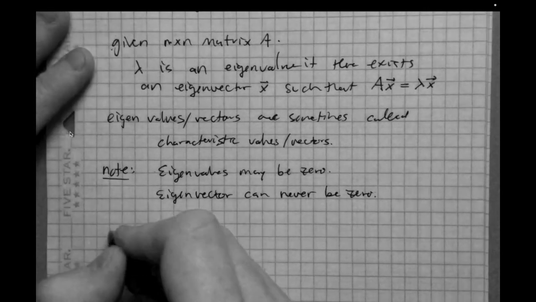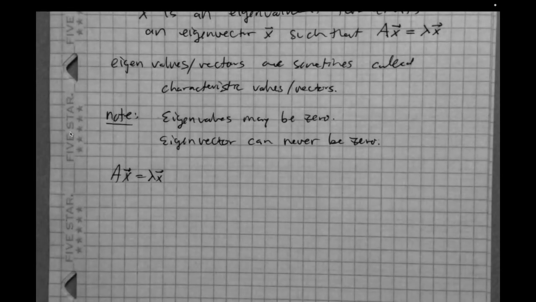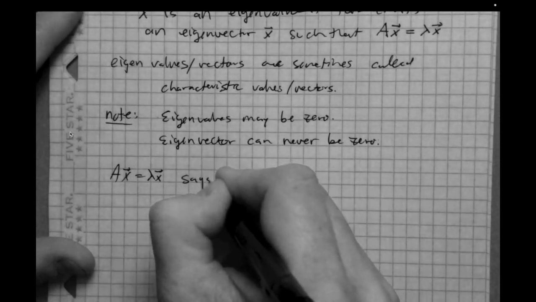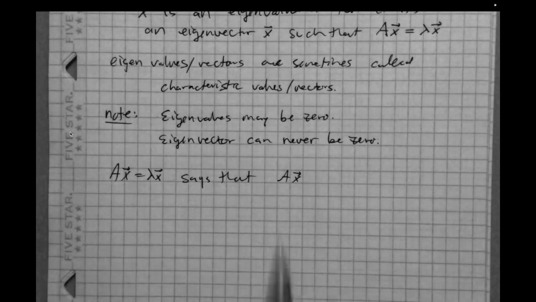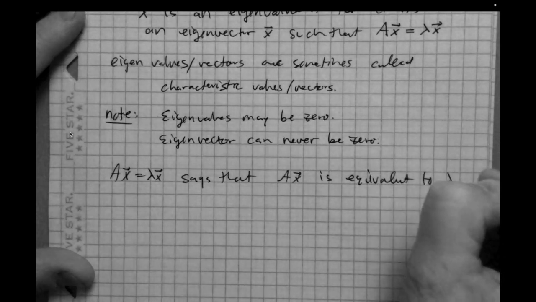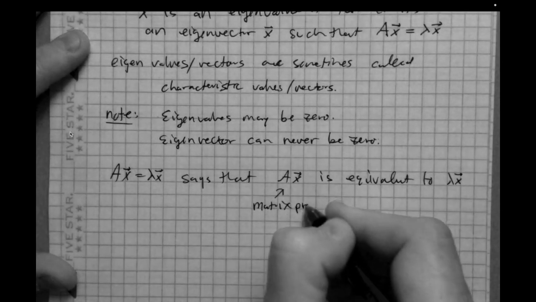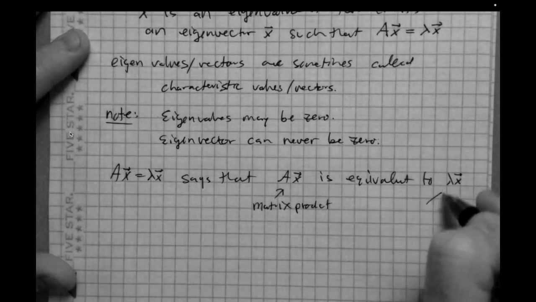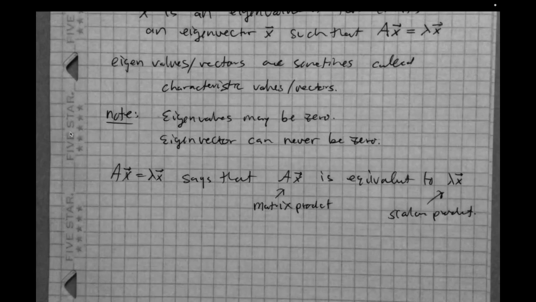All right, what does this mean when we say A times x equals lambda times x? It says that the matrix product Ax, which is a vector, is equivalent to the scalar product lambda x. This is a matrix product, matrix multiplication, and this is just a scalar product. So it's important to note that.